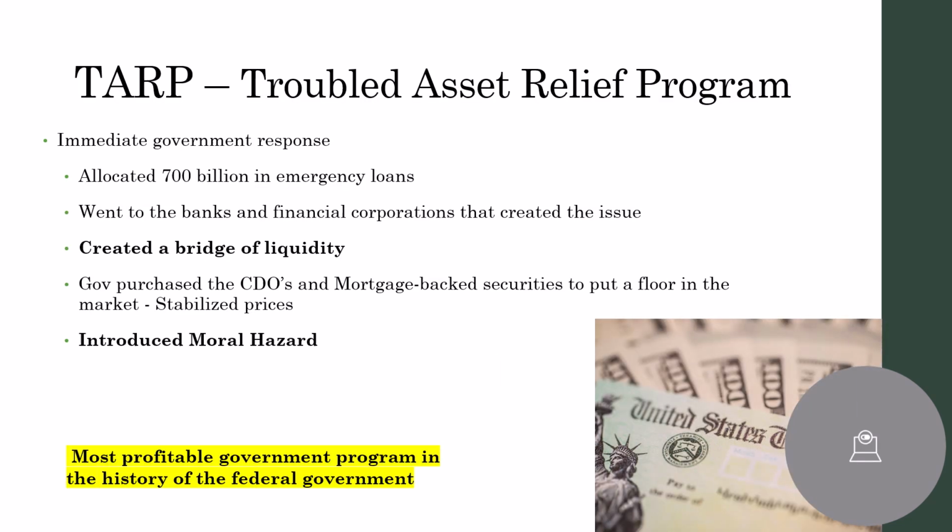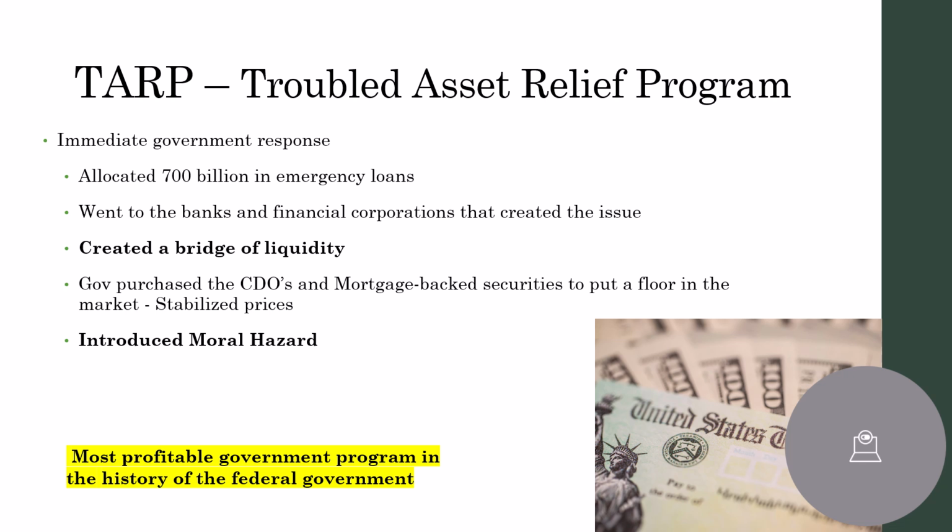So now we'll go through the government's response to the economic collapse. The immediate government response to the crisis was TARP, or the Troubled Asset Relief Program. TARP allocated $700 billion in emergency funds to stabilize the financial sector. Ironically, much of that money went to the same banks and corporations that contributed to the crisis. The goal obviously wasn't to reward failure. It was to create a bridge of liquidity and prevent the entire system from seizing up.